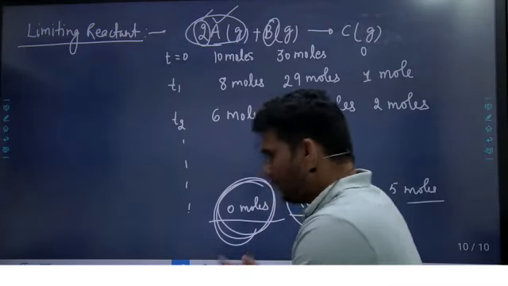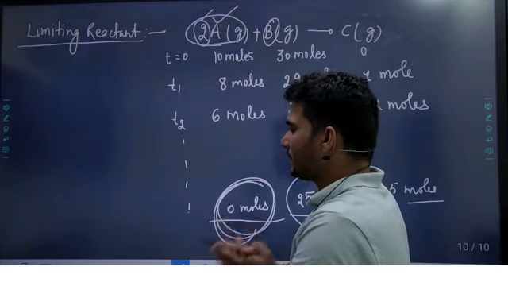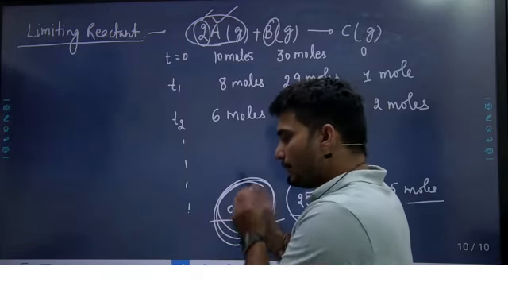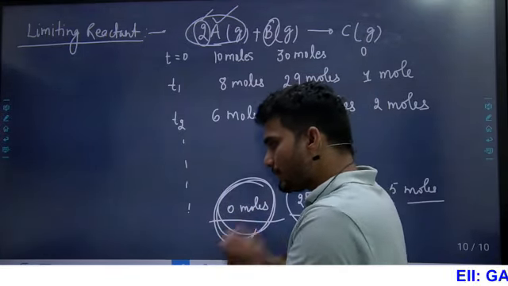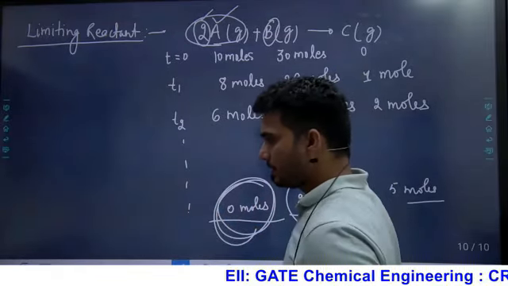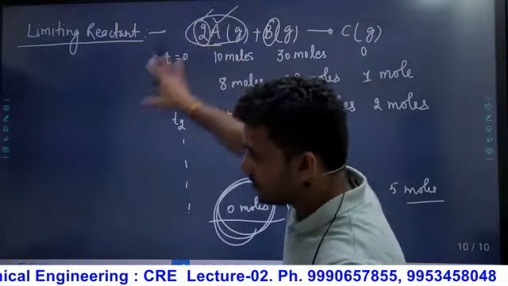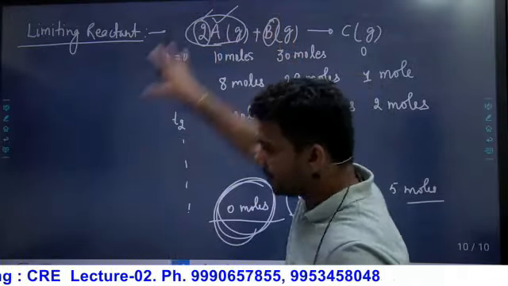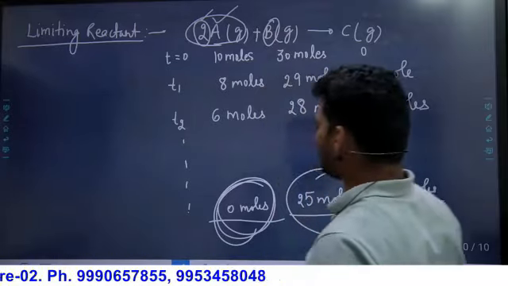So what I am finding, limiting means limiting reactant, the reactant which gets consumed first in the reaction is called the limiting reactant. So here A is the limiting reactant. Reactant B is the excess reactant. Are you getting it? Bolo.